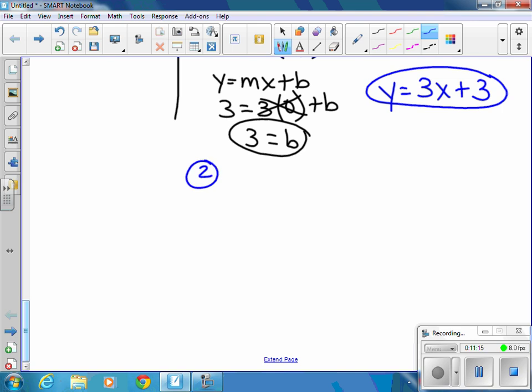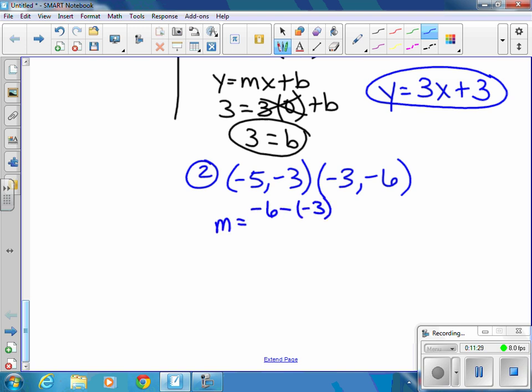All right, for the last one that we'll do, (-5, -3) is your ordered pair, and (-3, -6). So once again, the first thing you want to do is start off by finding your slope. So m equals, the top will say -6 minus -3. The bottom will say -3 minus -5. Clean up your double signs. So -6 plus 3 is -3. -3 plus 5 is +2.